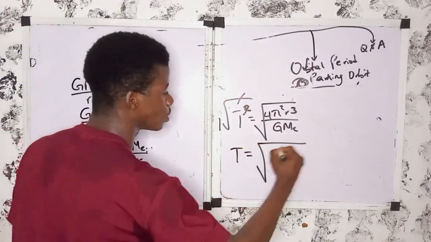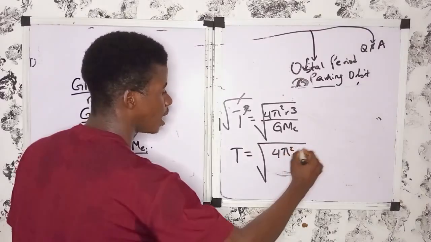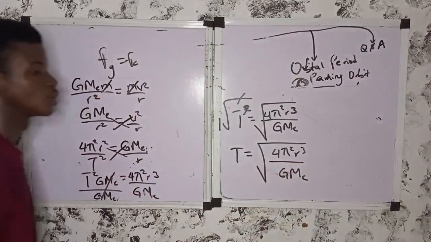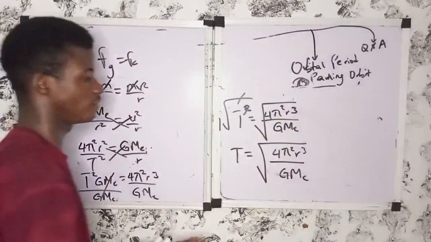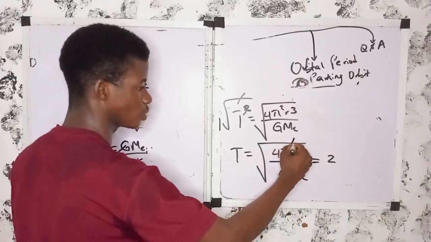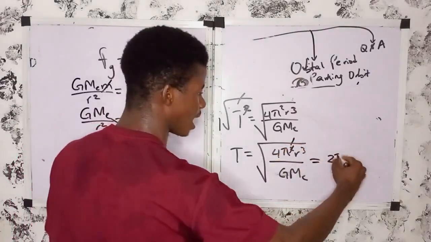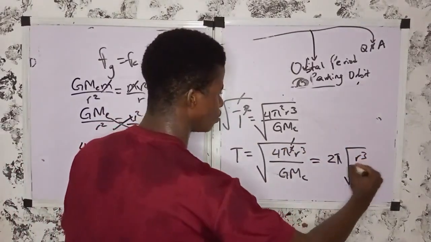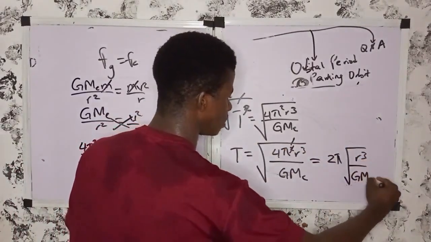Now the square root of what? 4π²r³ all over GM. Now the square root of 4 will give us 2. This square root will cancel this square. So we're left with what? Pi, right? Yes. So we're left with something like this: r³ over GM.